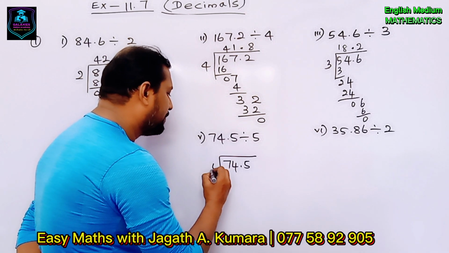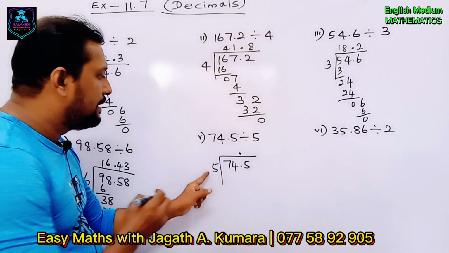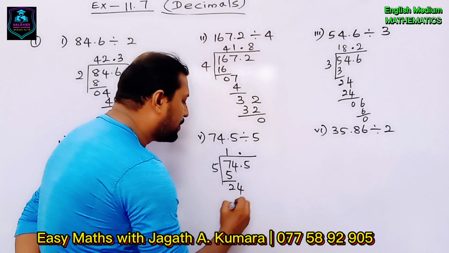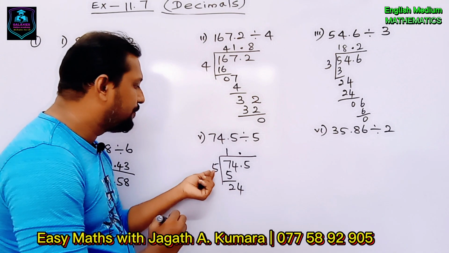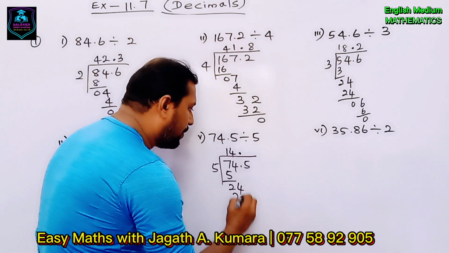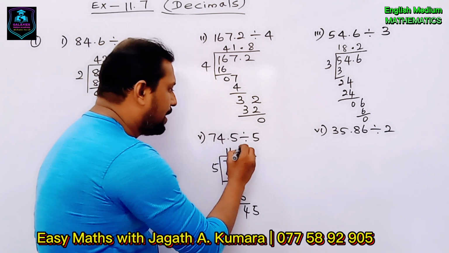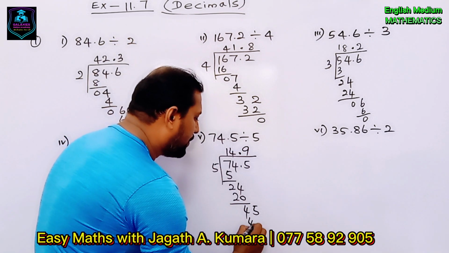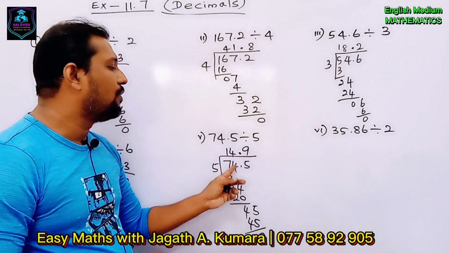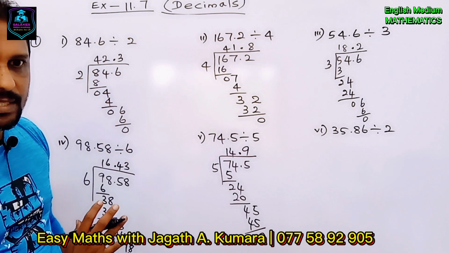Divide by 5. First you keep the decimal point in the correct position. 7 divide 5, 1. 1 times 5, 5. Remaining 2. Then this 4 you can take here. 24 divide 5, 4. 4 times 5, 20. Remaining 4. Then this 5 you can take here. Right? 45 divide 5, 9. 9 times 5, 45. Remaining 0. So what is the answer? 14.9. Now we discuss the first 5 parts of this exercise.